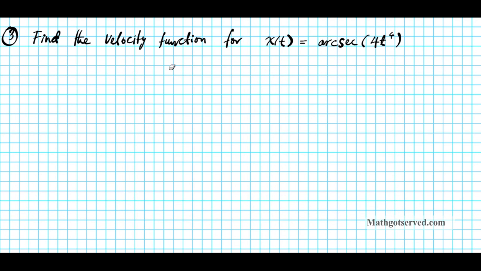Okay, so remember, if you want to find the velocity given the position, you're going to just differentiate the position function once. All right, so v of t is basically x prime of t. So what this problem is doing is asking us to differentiate this function once. Okay, so v of t is going to be x prime of t, which is the derivative of arcsecant of 4t to the 4th.